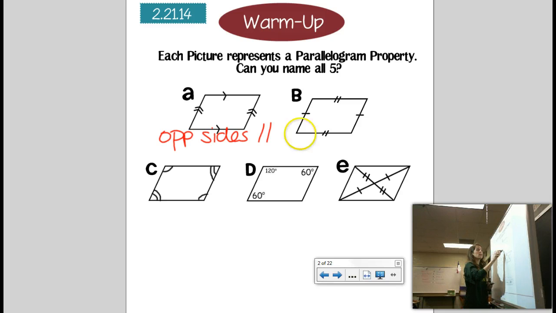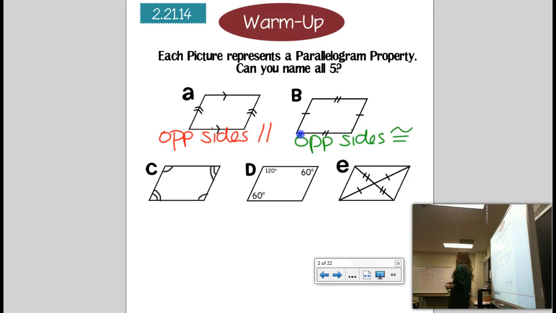So B, you should have written opposite sides are, what do those tick marks mean? Congruent. That is property B. Opposite sides are congruent. So if the top is 7, the bottom is 7. If the left is 3.5, the right is 3.5. That's what congruent means. It means the same.